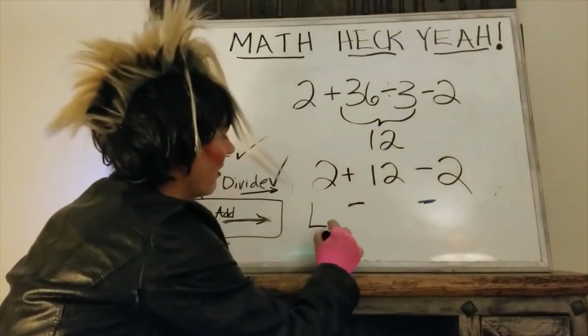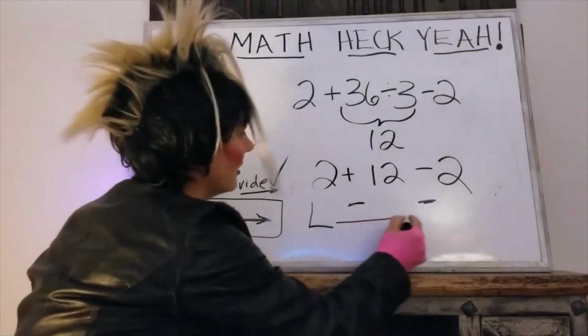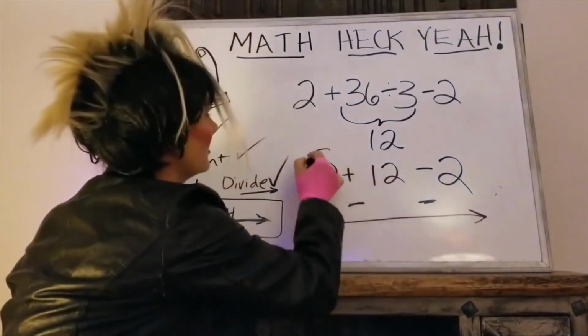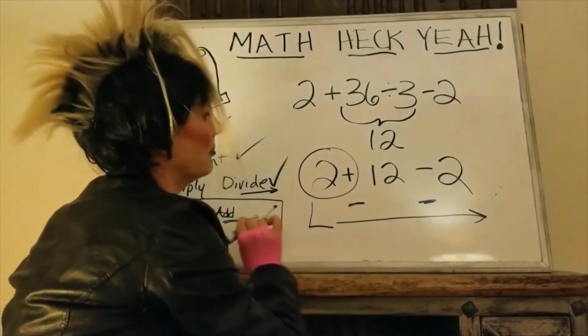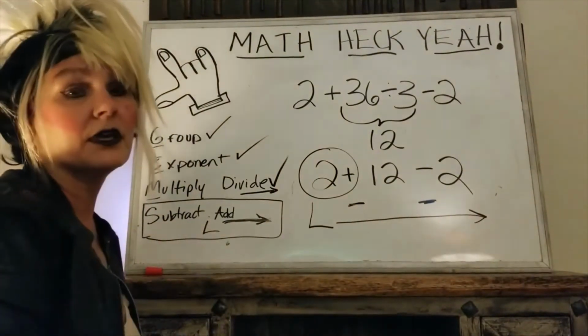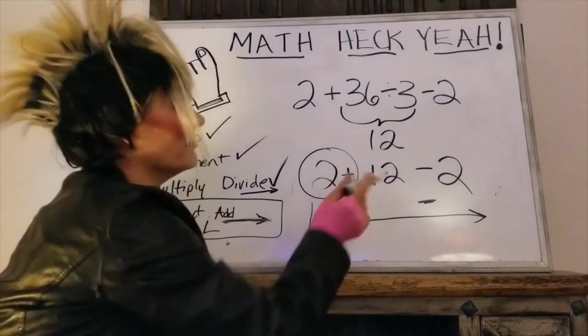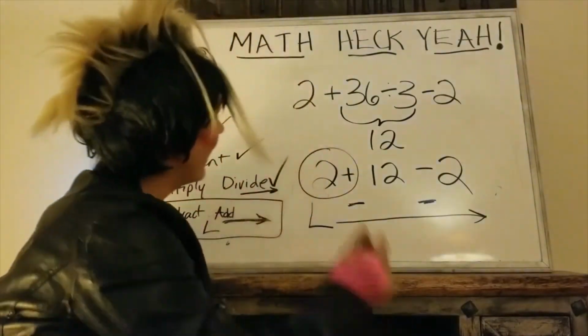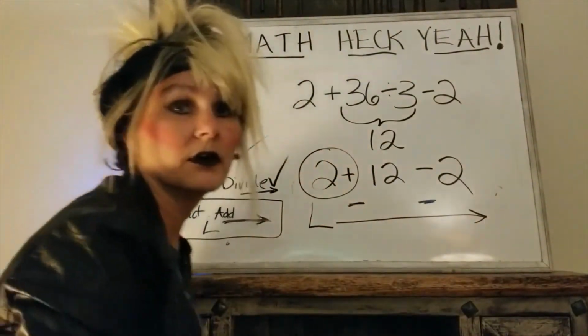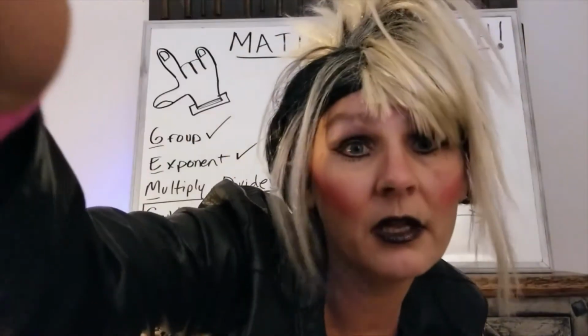This is the L for left, and we're going to go this way. So you're going to start at this 2 on the left, and you're going to go to the right. Because if you start at the right, you're going to get the wrong answer. If you start in the middle, you're going to get the wrong answer. You have to start at the left. Okay? Is that good?